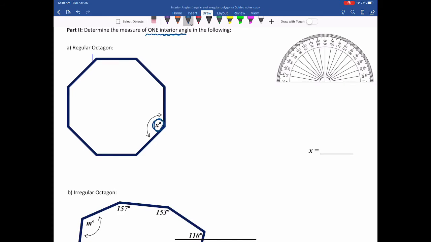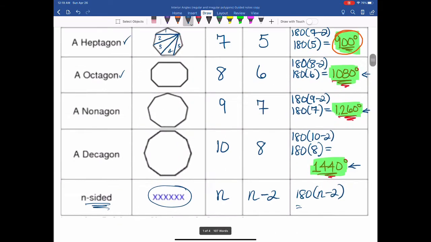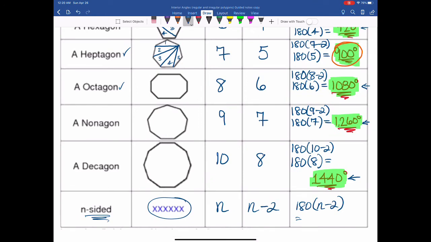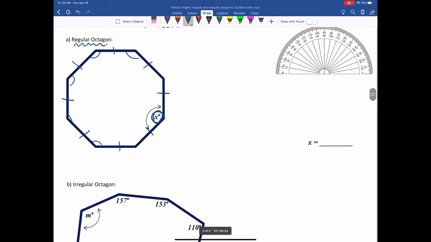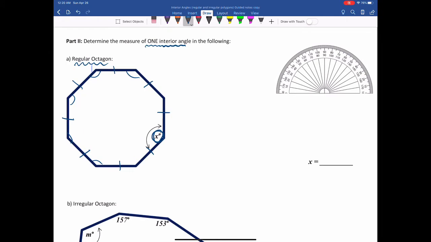Now, it says it's a regular octagon. A regular octagon means that all the segments are the same length and all the angles are the same measurement. Well, now we know, if you go back to your notes, an octagon has 1,080 degrees. So if this is a regular octagon and all these angles are the same measure, we're just going to take 1,080 and divide that by the number of angles. So we're going to do 1,080 divided by 8.